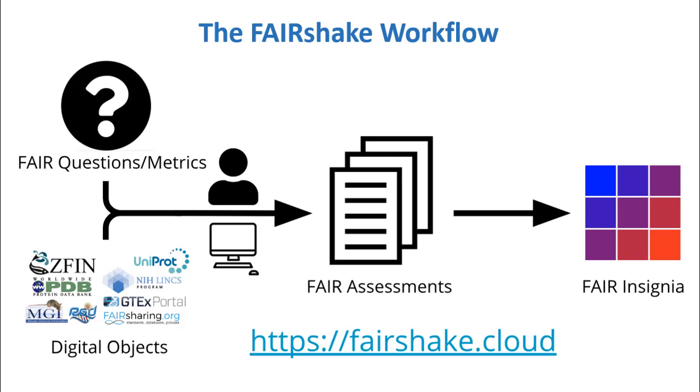In order to visually communicate fairness level, we developed an insignia, which is a grid of colored squares where each square represents the aggregated results of 1 out of the 9 questions. Results are visualized on a color scale from blue for 100% positive to red for 100% negative answers. I'll now give an overview of the key features of the FAIRshake toolkit, which include the FAIRshake web portal at fairshake.cloud, a Chrome extension, bookmarklet, and APIs.